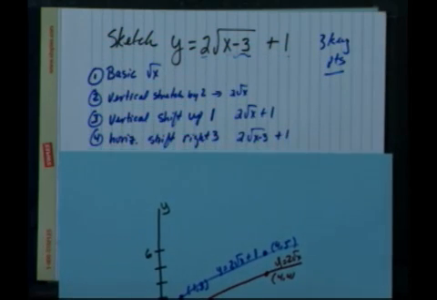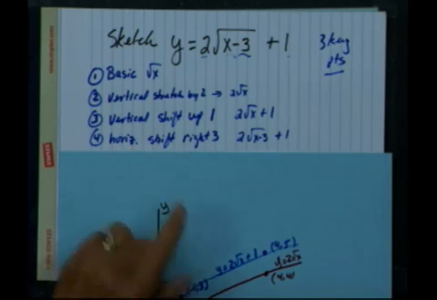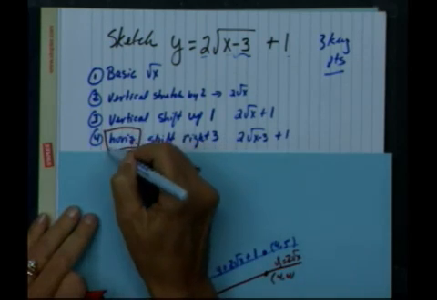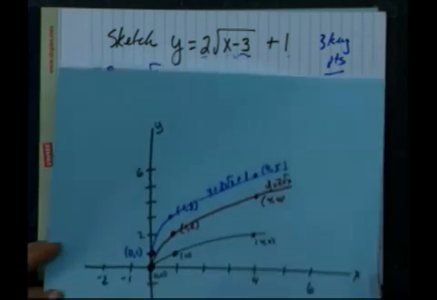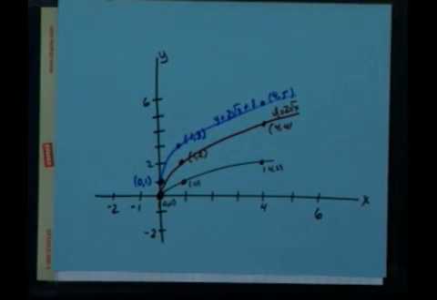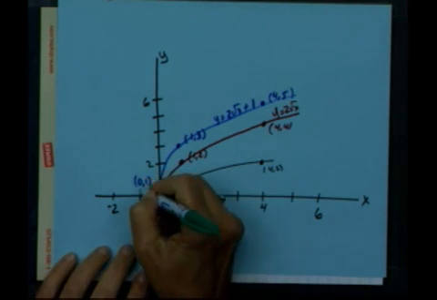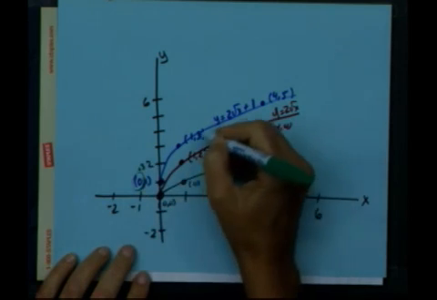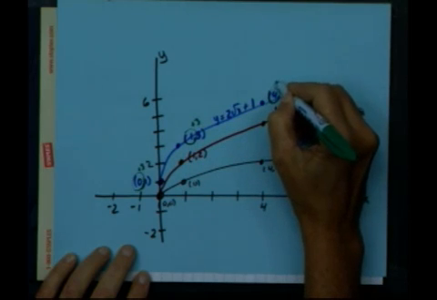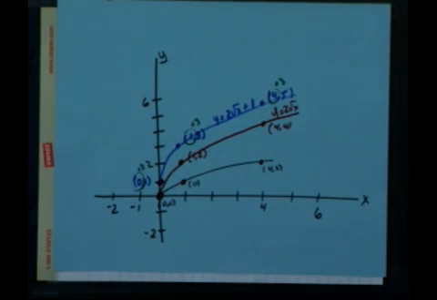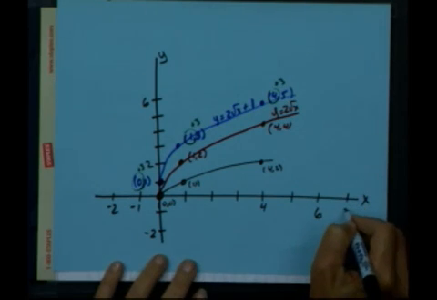Okay, and the next thing we're going to do, the key word is horizontal. We're going to do a shift to the right of 3. So if I'm doing horizontal, what am I playing with? Which values? The x values. So now the x values I'm going to add 3 to. Very carefully, I'm adding 3 to the x values.